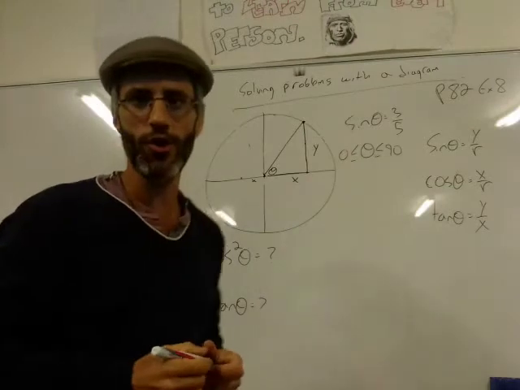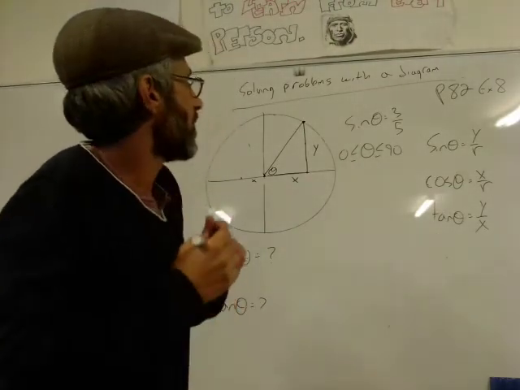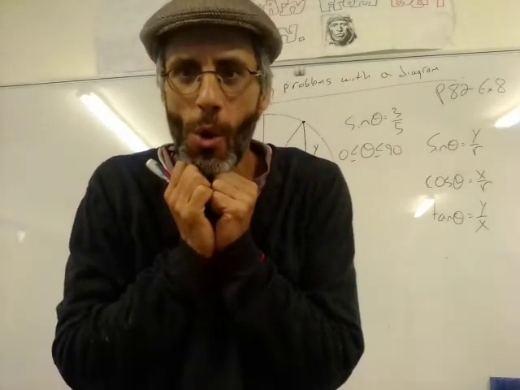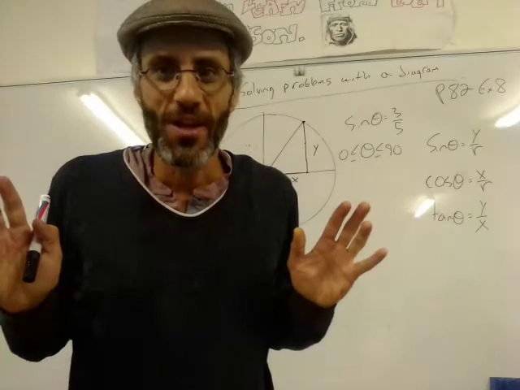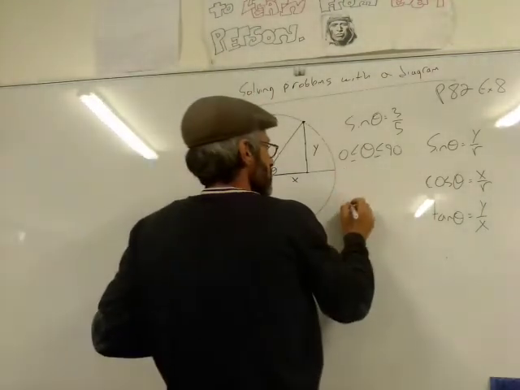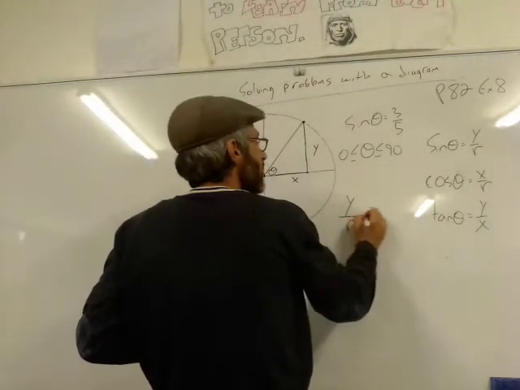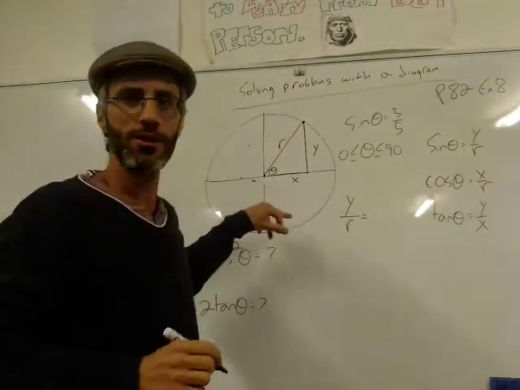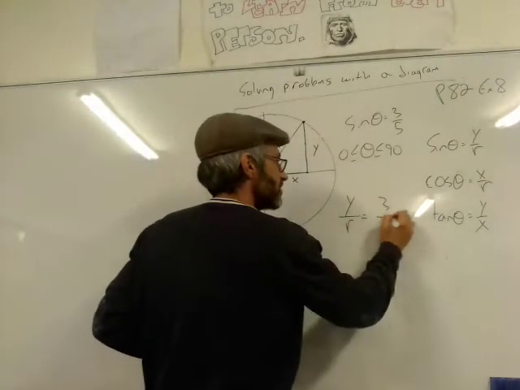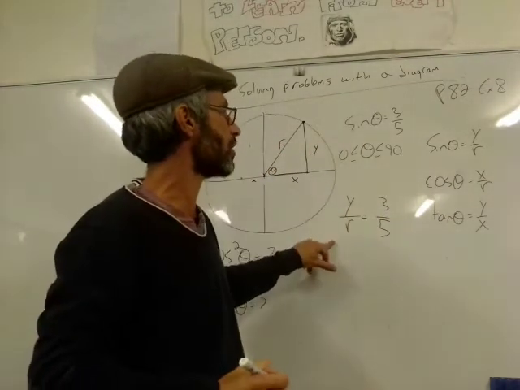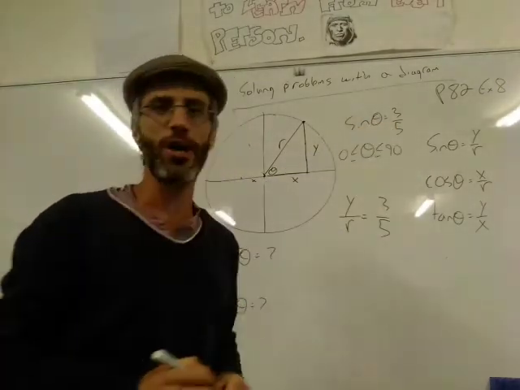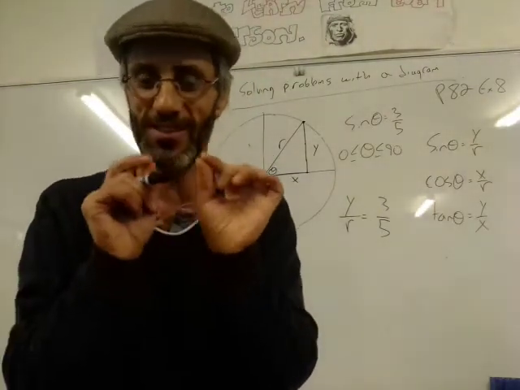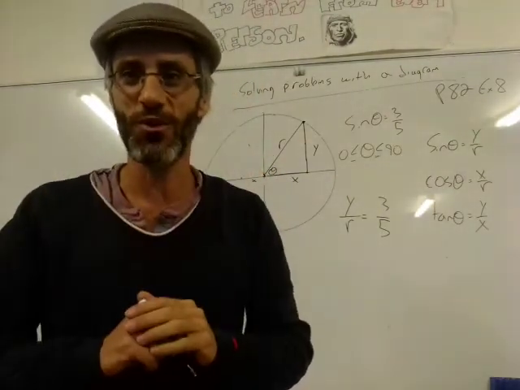They're in the first quadrant. Okay. Now, I don't know what x and y are. And I don't know what r is as well. But I know that y over r, this is r, y over r is exactly 3 over 5. Right? Because sine theta is y over r, and sine theta is 3 over 5. So y over r is 3 over 5. I don't know what y is. I don't know what r is. Very important to understand that. But I know the ratio between them is 3 over 5.